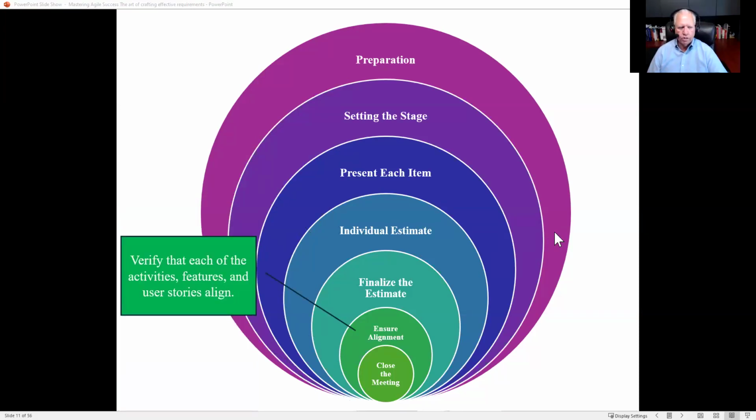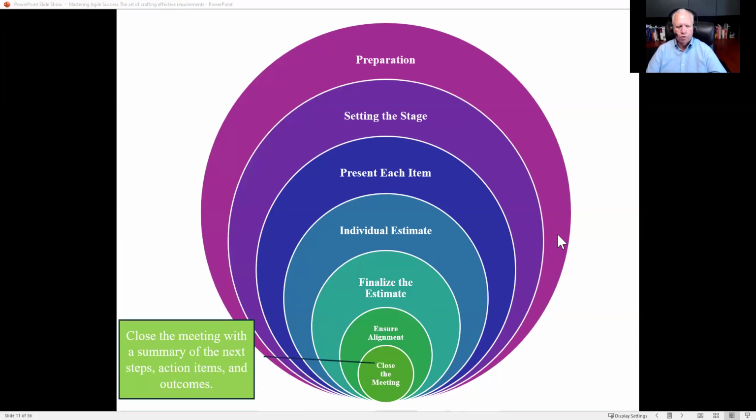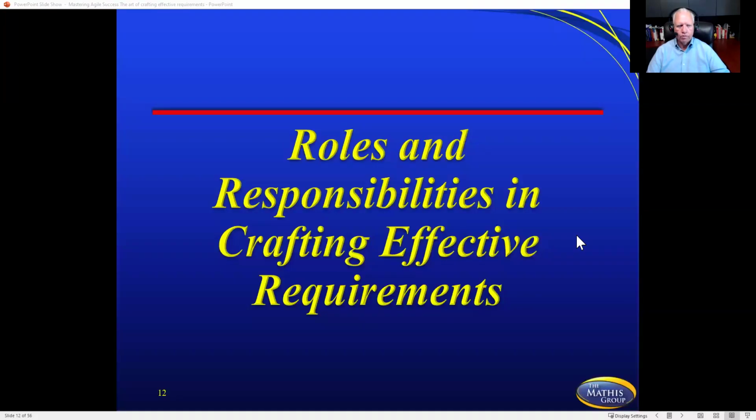And then, of course, you're ensuring alignment. Does this feature and functionality align with what the ultimate goal of the project is? Does it align with what the customer values? If it does, then that's perfect. And then, of course, you'll close that meeting with a summary of the next steps and action items. And, of course, you're getting ready to execute. The whole goal of Agile is for execution.